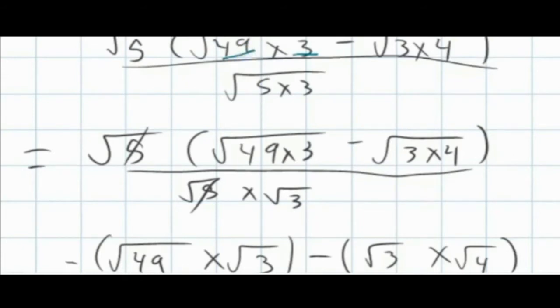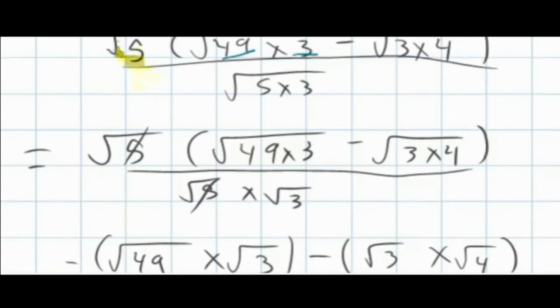Why did I choose 49 and 3? Well, because 49 is a number that has a square root easily. It's 7. And so you have to play around with numbers in your head to find out what you want to break these into. Let's look at the square root of 5. There's nothing you can break that into.